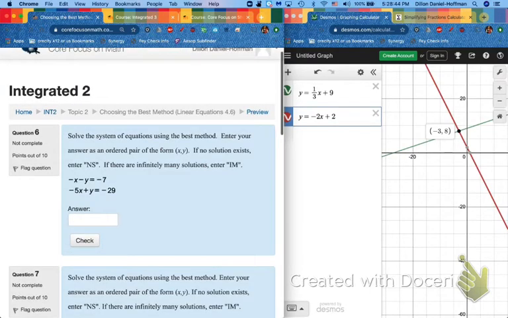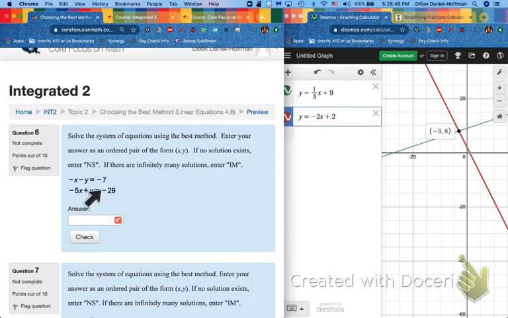Number 6. These are a couple of equations that are in standard form. Therefore, we need to do elimination to solve them. So let's just do this. I haven't done this yet. I'm going to line them up, leave them there. Notice how my y's cancel. And my x's, negative 1x, I could just put a 1 there. Negative 1x and negative 5x is negative 6x.